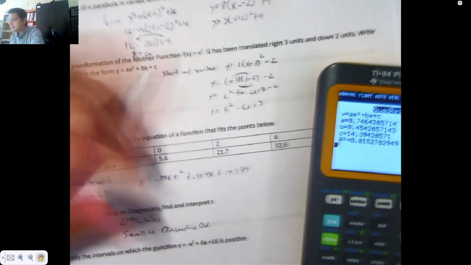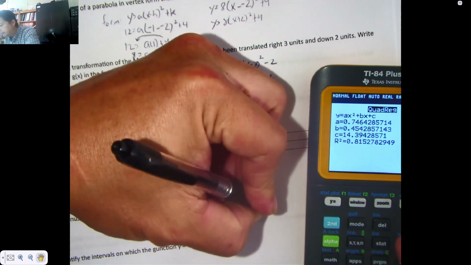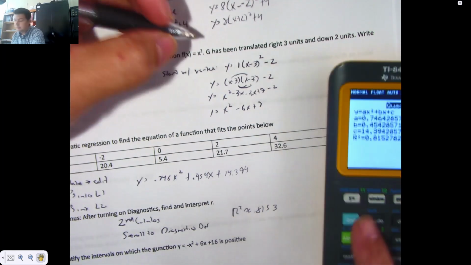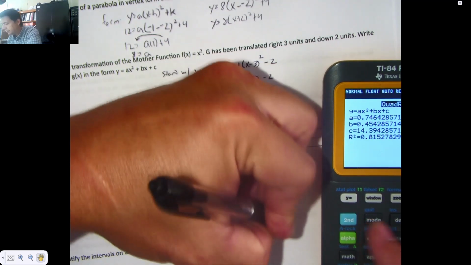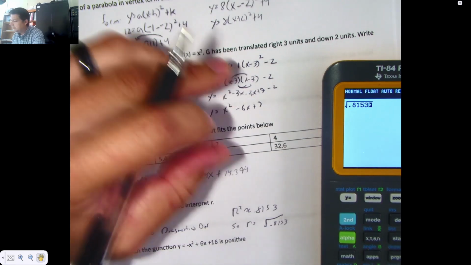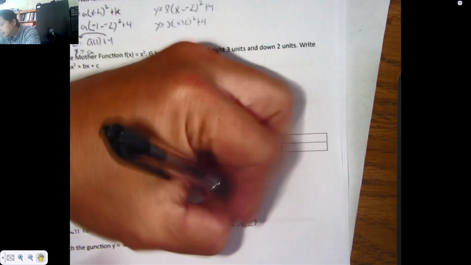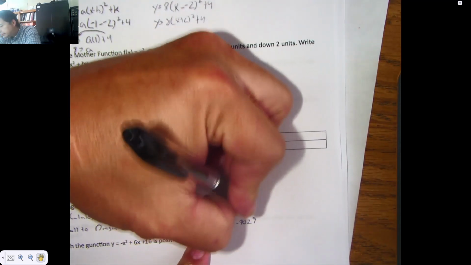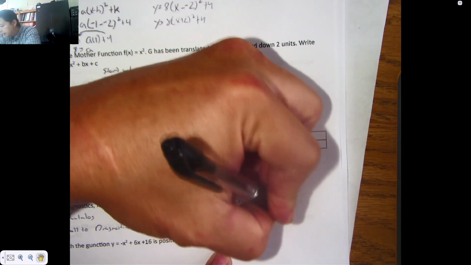It told me that R squared is about 0.8153. So R is equal to the square root of 0.8153. So I'm going to quit out. Square root 0.8153 is about 0.9029. You're supposed to interpret this. Since the absolute value of R is greater than 0.8, there's a strong correlation.